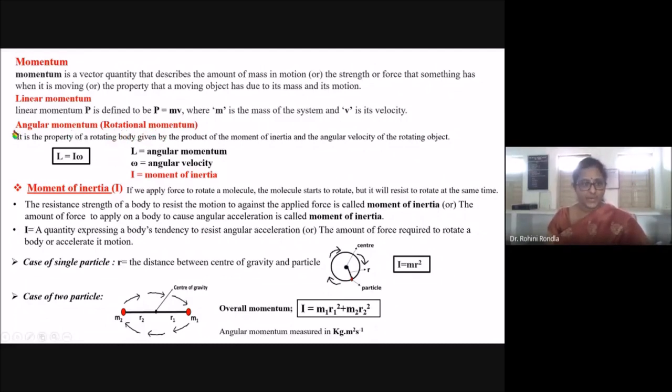Angular momentum is denoted by L. It is equal to the product of the moment of inertia and omega. See here, L is equal to I omega. I is the moment of inertia, and this symbol is called omega. Omega means angular velocity, because the particle is rotating in circular motion, in a circular direction.